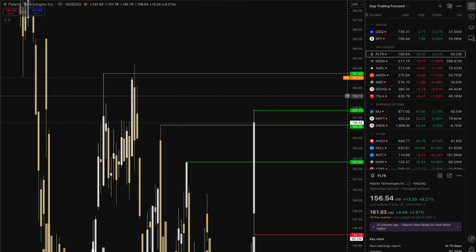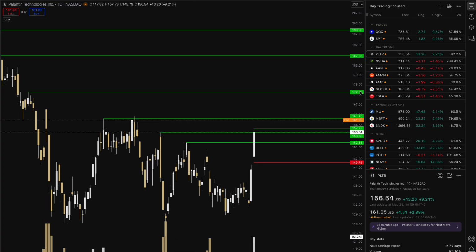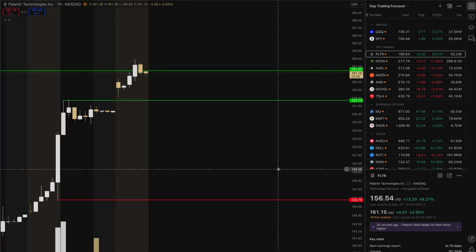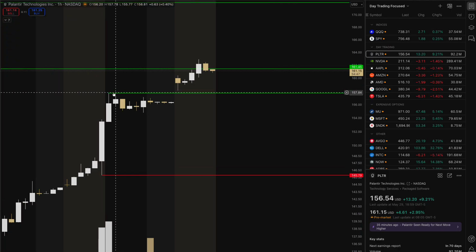I think in the last 2 days Palantir was climbing up. We have such nice candles on the daily charts. You can see it broke all these levels which I have marked. Now the next level I have is 161.45, and then the next is 172. So if you see right now, it's already breaking above the previous day high.